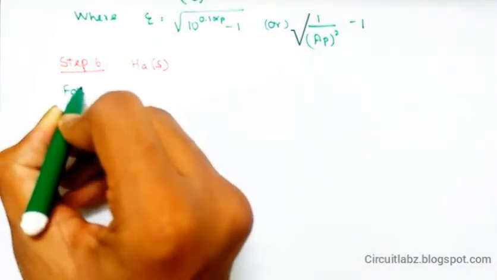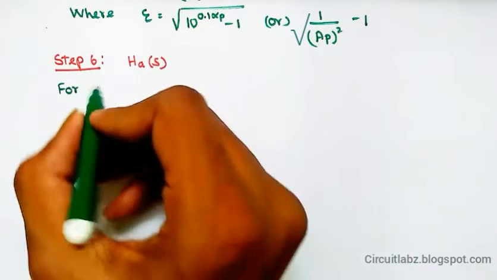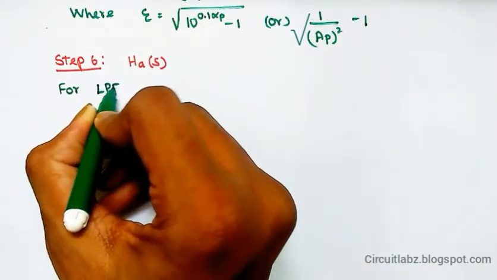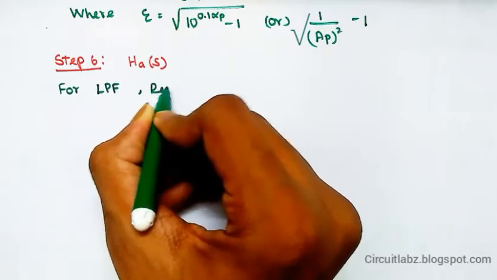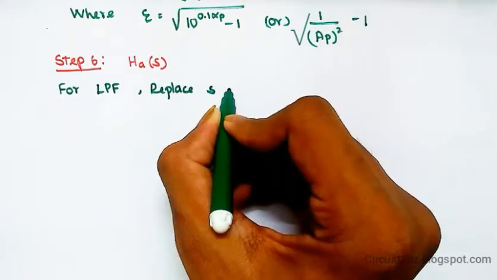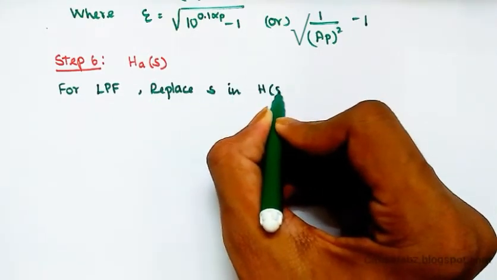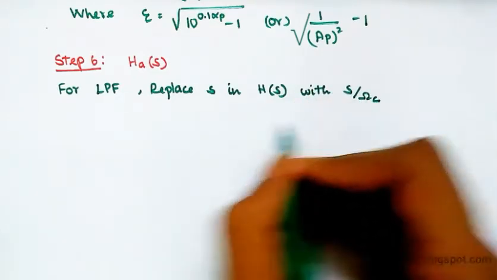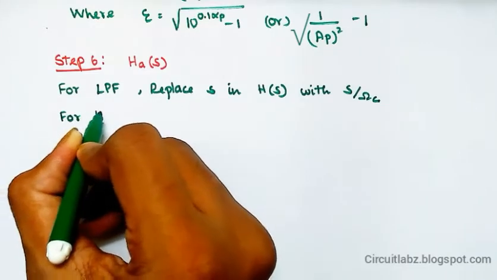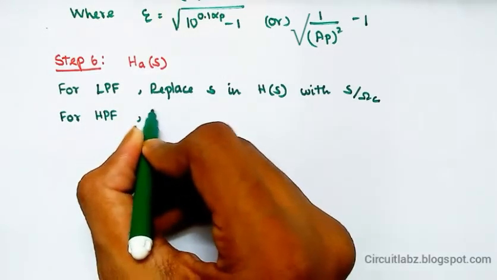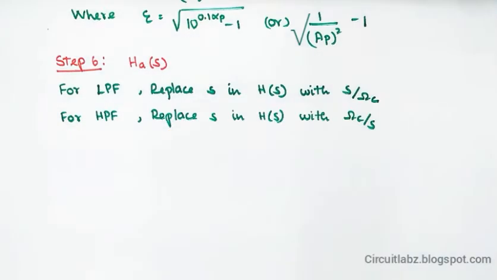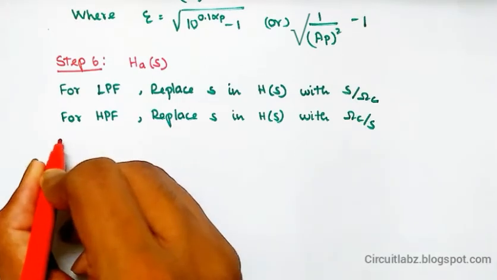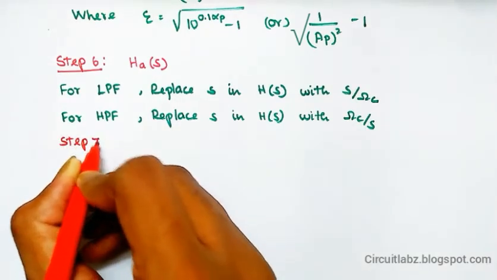Move on to step 6, that is we will find the transfer function of the filter, that is Ha of s. For low pass filter, we will replace s in H of s, which we found in the previous step, with s divided by omega c. For high pass filter, we will replace s in H of s with omega c by s.